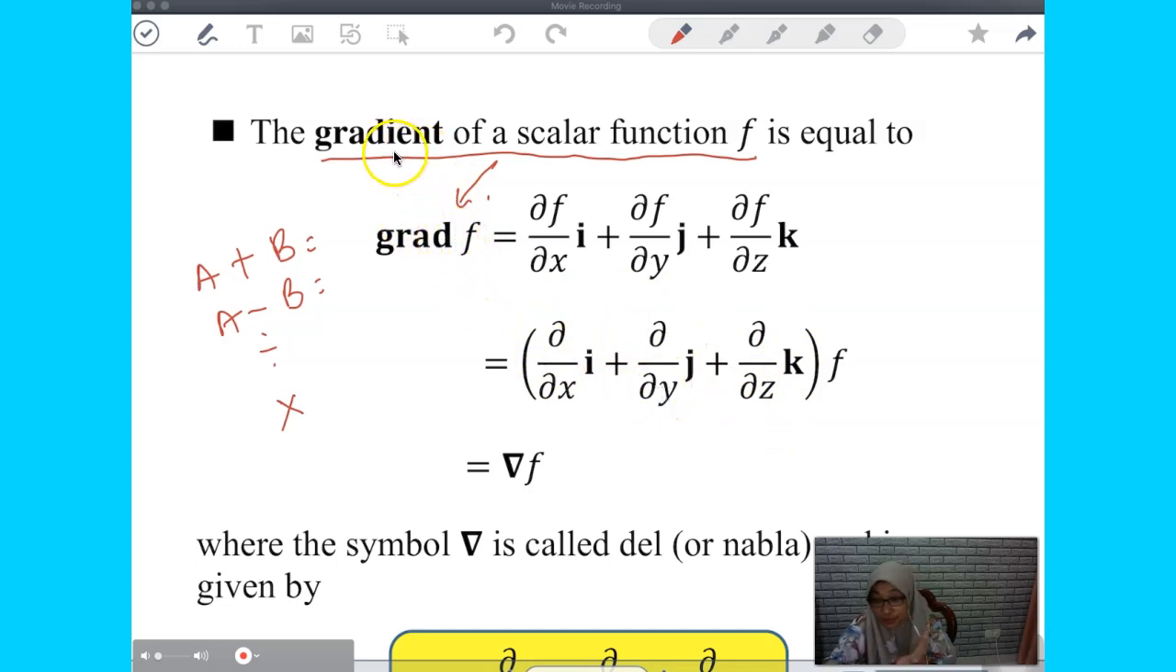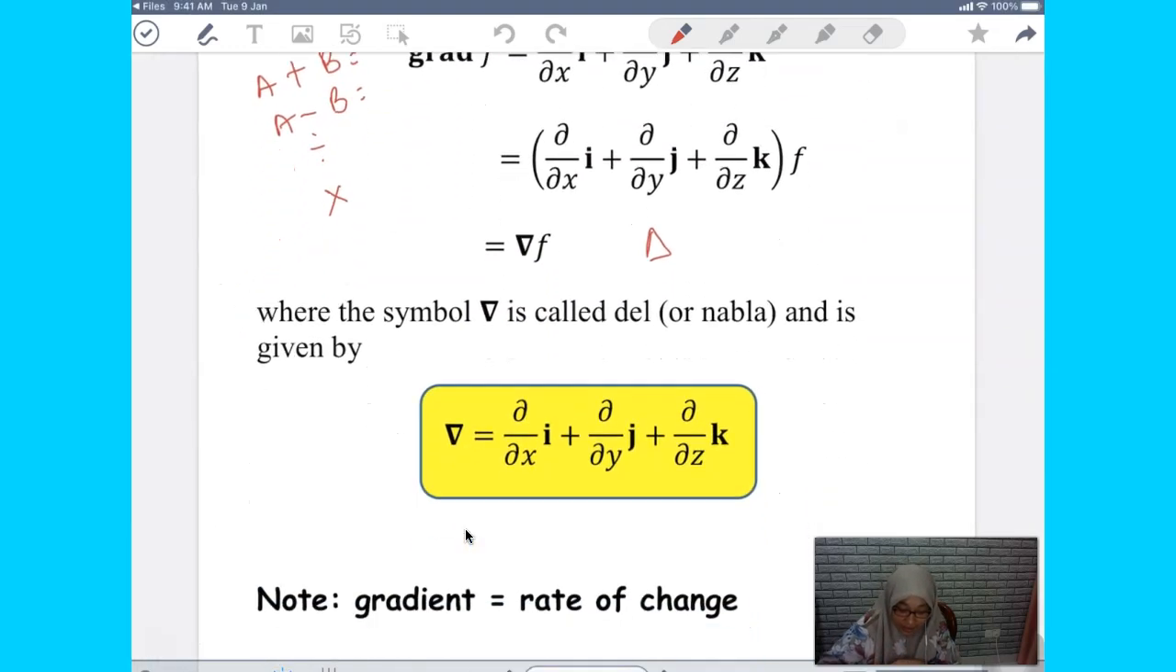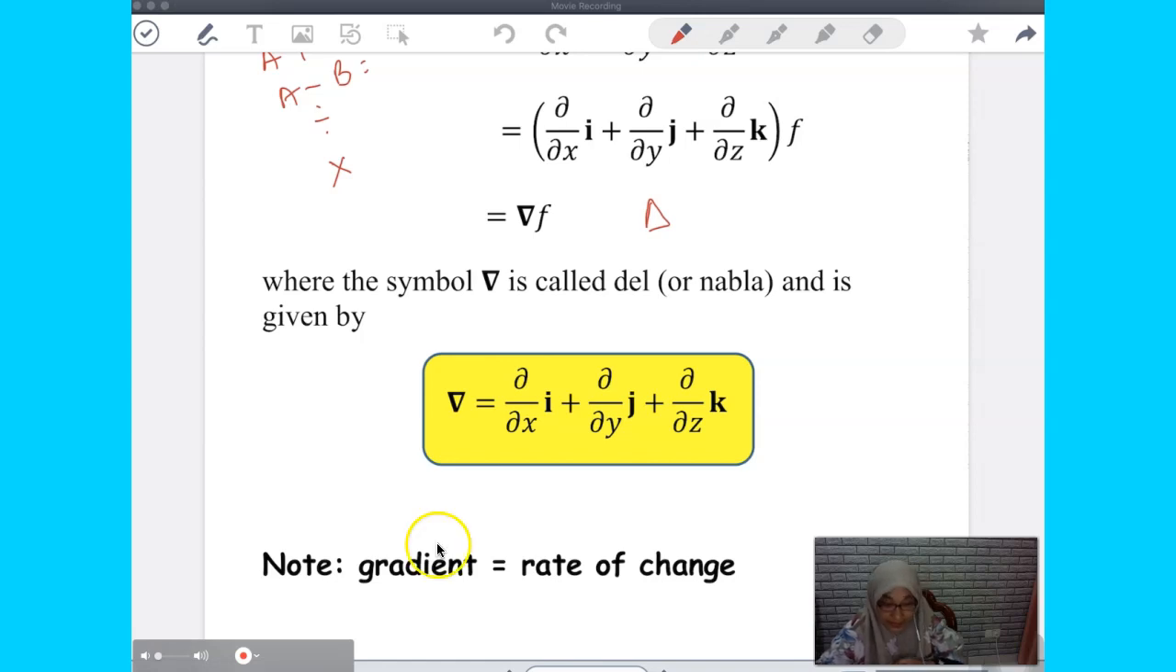Gradient is in full. Grad is a short form of gradient, or you can put the full name. You can also write it using a symbol called nabla. Okay, so this is not delta. Delta is the triangle, but upside down you have nabla. So what is nabla? Nabla is the gradient operator. This is called gradient, and that symbol is called nabla.